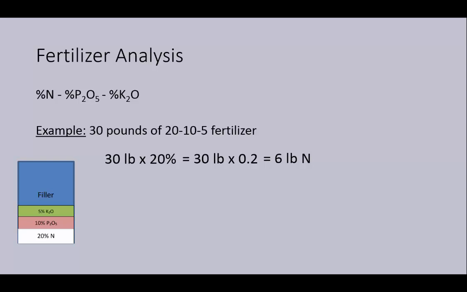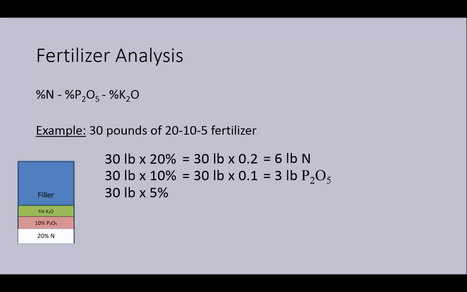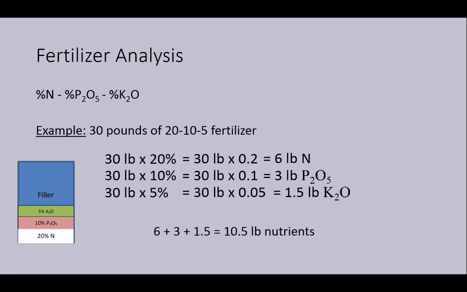To find P2O5, we do the same thing. 30 pounds times 10%, or 0.1, is equal to 3 pounds of P2O5. Finally, we need to find K2O. 30 pounds times 5%, or 0.05, is equal to 1.5 pounds of K2O. If we add these numbers up, out of our 30 pounds of fertilizer we purchased, only 10.5 pounds are nutrients that we want. The other 19.5 pounds is filler.